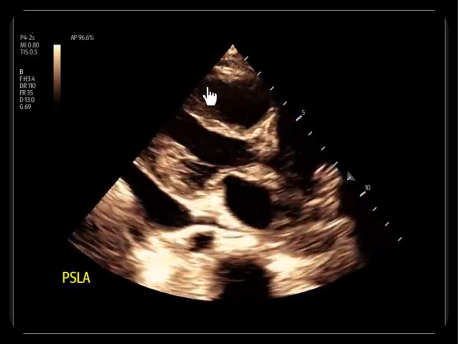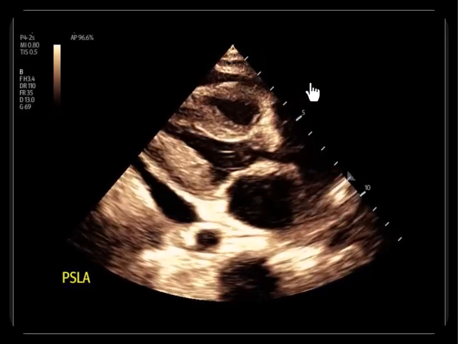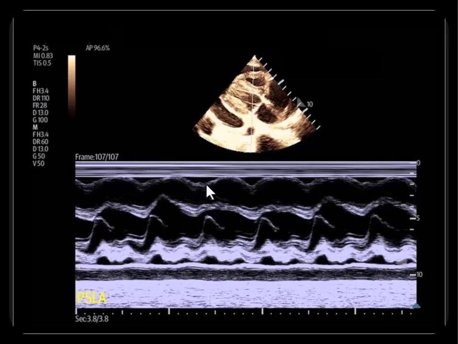In this example, again, I'm concerned that I see RV bowing. I want a more objective measurement. So I use M mode, and I see quite a bit of fluctuation, even more than that last example, this bowing in of the RV wall during the diastolic phase of the cardiac cycle, which is consistent with tamponade.